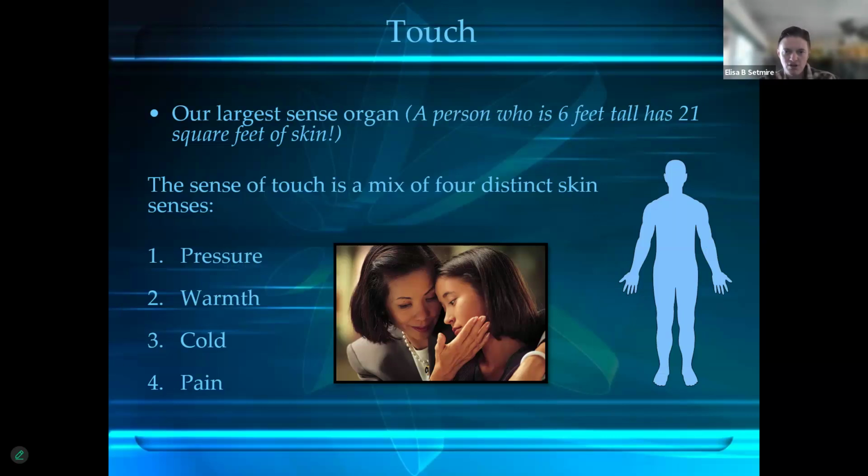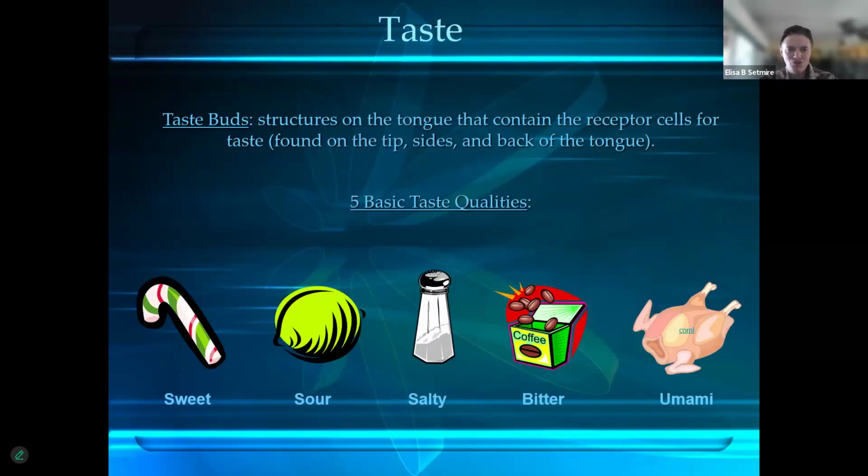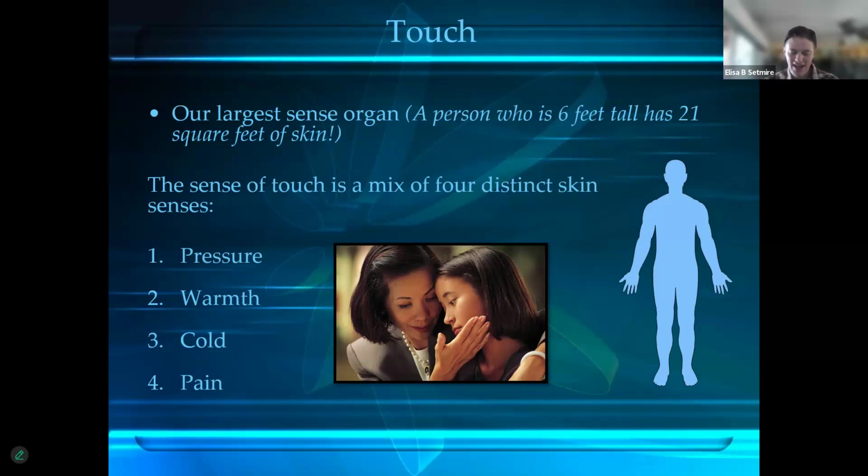Our skin receptors, all of that skin that we have, can detect four distinct skin senses. They can detect pressure, warmth, cold, and pain. And pain is one of those things that cause a lot of problems for people. More people visit the doctor for pain than any other reason, and yet it still remains a little bit of a mystery. A lot of thought is that pain is nature's way of telling us that there's something wrong, but physical injury isn't always accompanied by pain, just to complicate that a little bit.